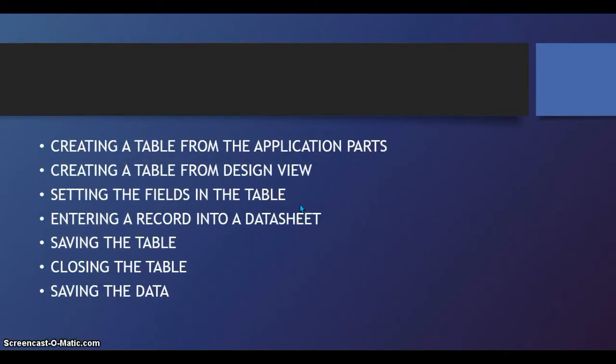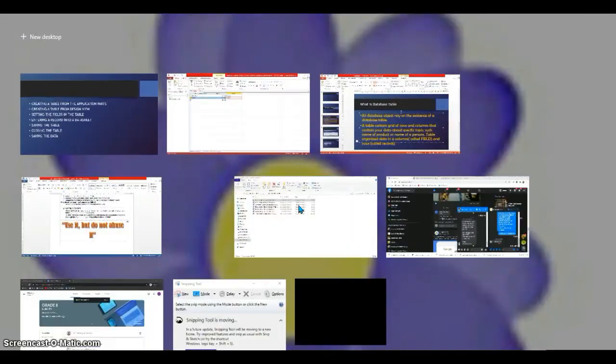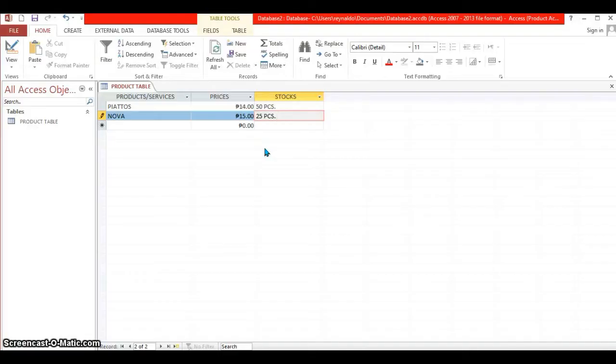Okay, so we are going to do that. Creating a table from the design view, setting the fields in the table, entering a record into a datasheet, saving the table, closing the table, and saving the table or data. Let us have now first the creating a table from the application part. So we are going to follow the steps from your book.